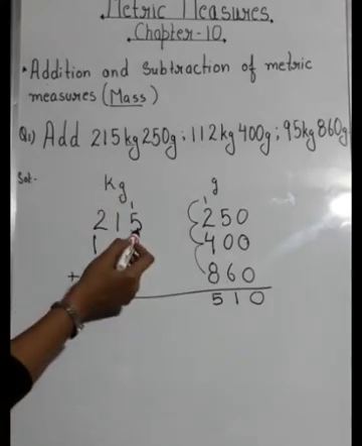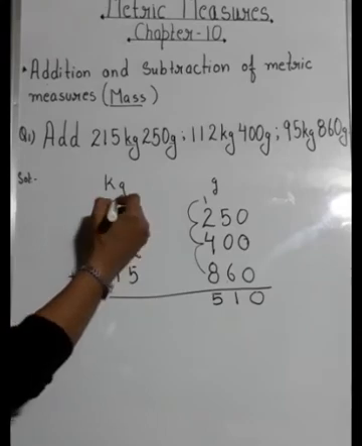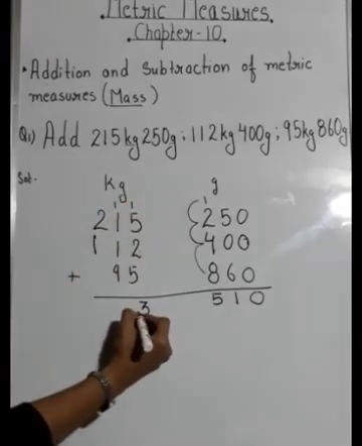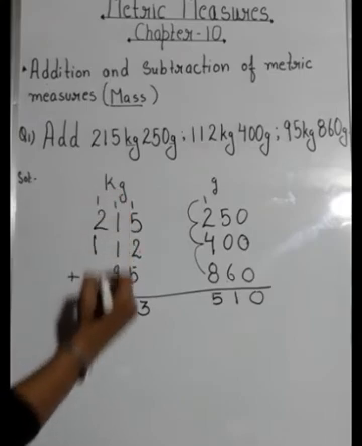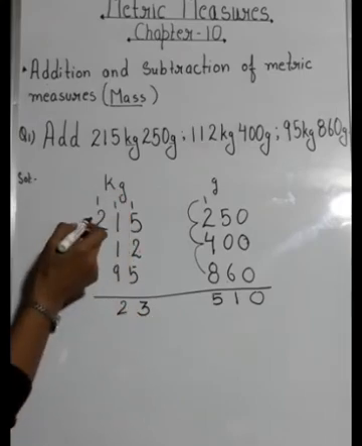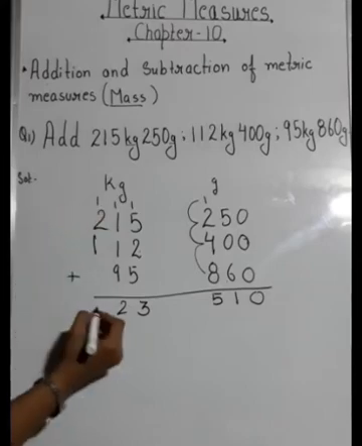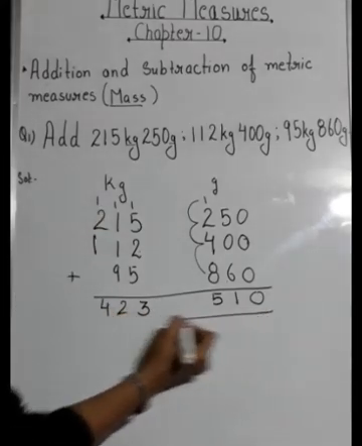Okay, now 5 plus 5 is 10, plus 2 is 12, plus 1 is 13. Carry goes 1, 3 will be written here. 9 plus 1 is 10, 11, 12. 12, carry goes 1 and 2 will be written here. Now 2 plus 1 is 3, plus 1 is 4. Okay, so we have done the addition.